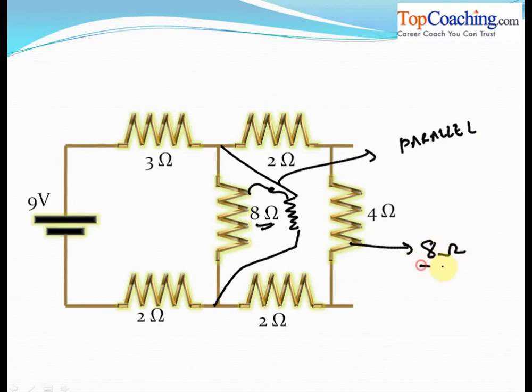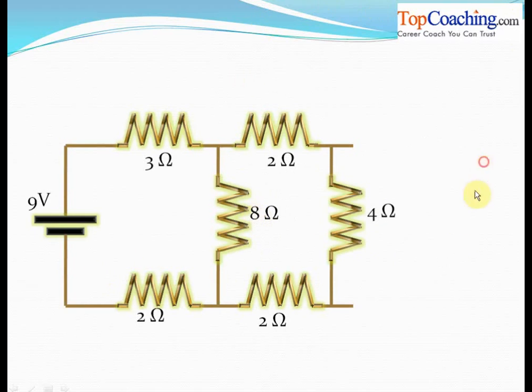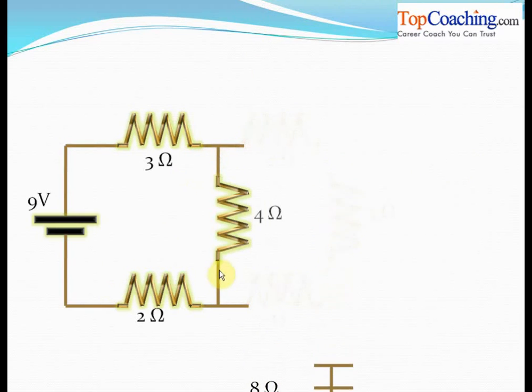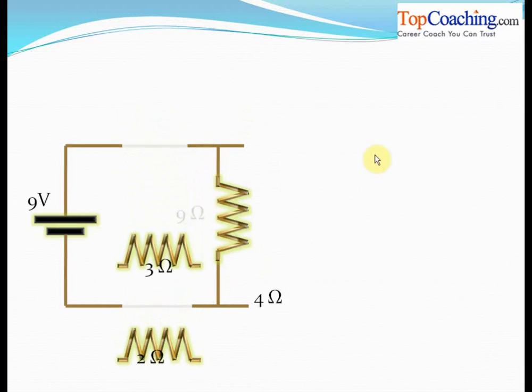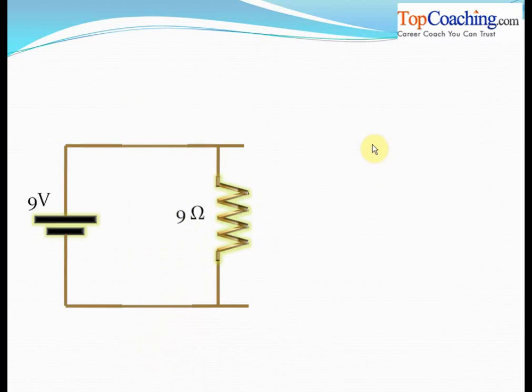So this 8 ohm resistance and this 8 ohm resistance are in parallel. When we simplify, we get a final resistance of 4 ohms. Again, this 3 ohm resistance, this 4 ohm resistance and this 2 ohm resistance are in series. So when we add up these resistances, we finally get the net value of the equivalent resistance of this circuit as 9 ohms. Now we know that 9 volts is the battery connected across this equivalent resistance.